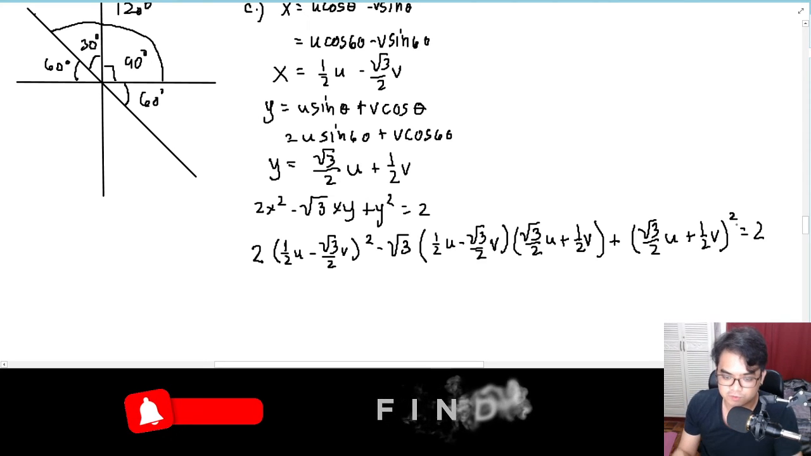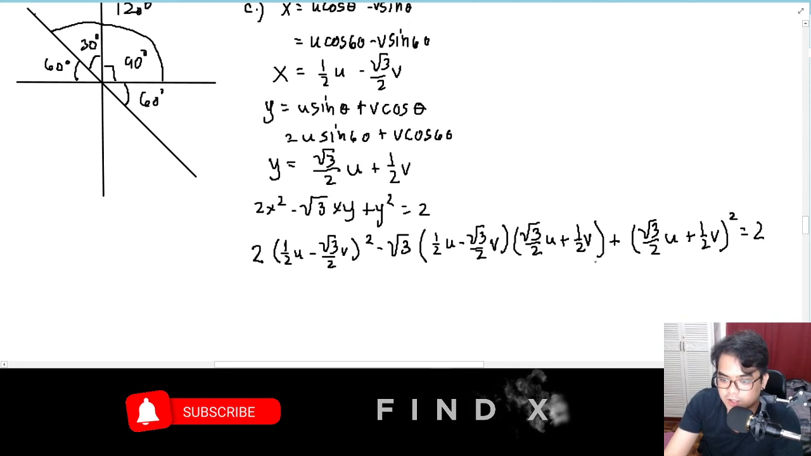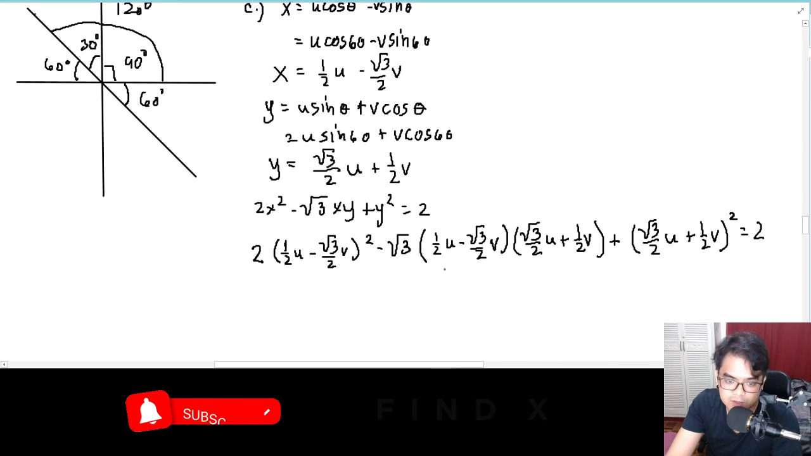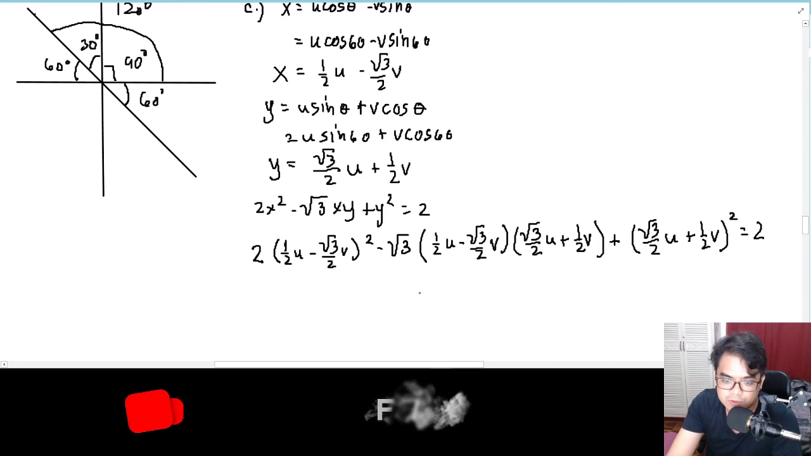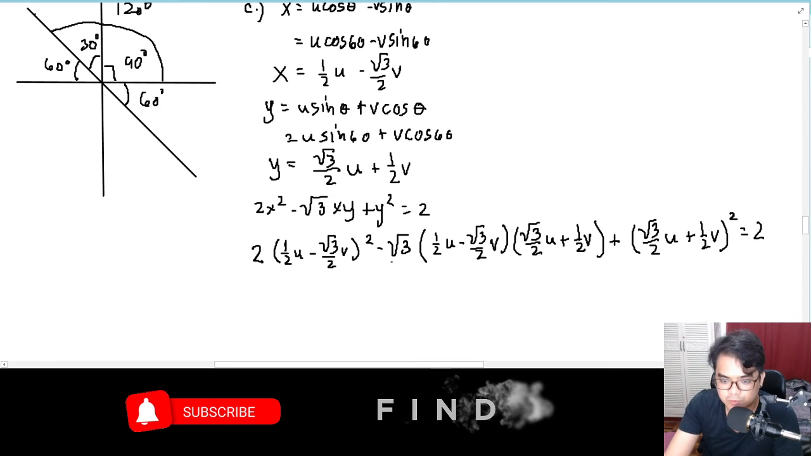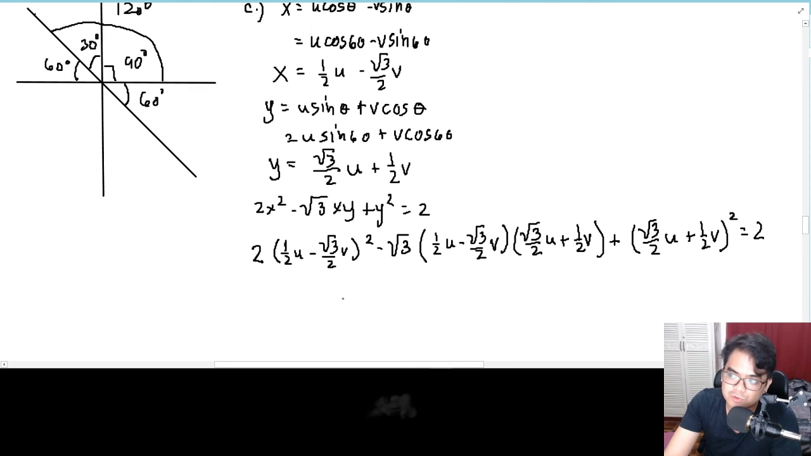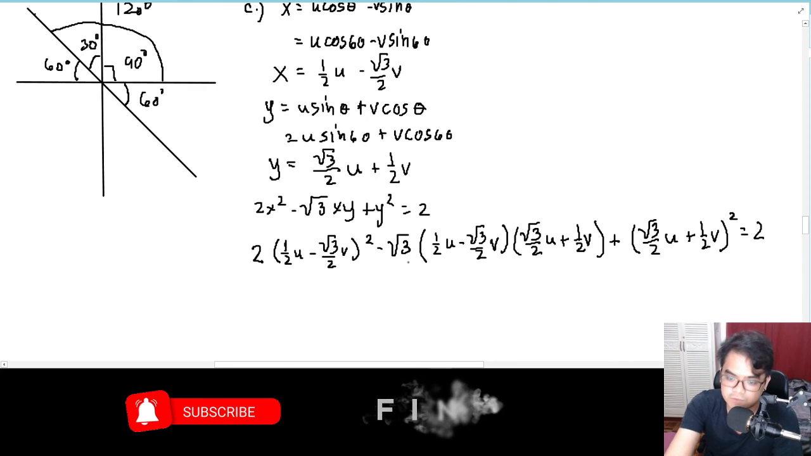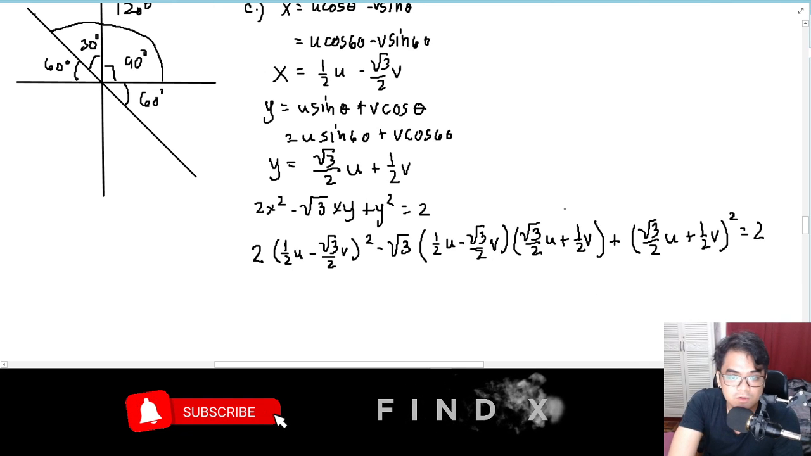All you have to do is do it algebraically, and for sure you won't have any xy term any longer. I won't be doing this because it will be too long, so you can do it algebraically on your own. But for sure you will end up with something like u squared, uv, and v squared. Okay, so let's move on to the next topic.